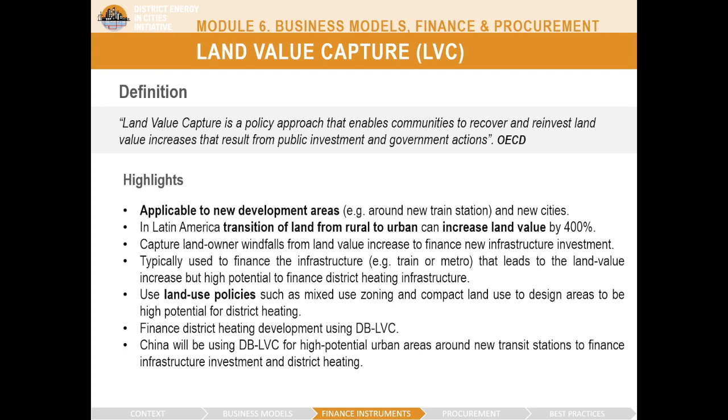This development-based land value capture is a type of land value capture mechanism which captures the land value increase as the land is urbanized to finance infrastructure investments. China will be using DBLVC for high potential urban areas around new transit stations to finance infrastructure investment and district heating.